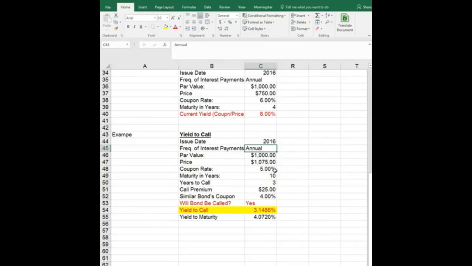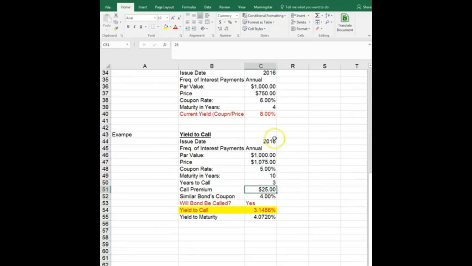Frequency of interest payments is annual. Par value $1,000. It's a premium bond selling for $1,075. It has a 5% coupon rate, matures in 10 years, but this bond has a call feature and can be called in 3 years. If the company calls the bond early, it has to pay a premium. In this case, the premium is $25.